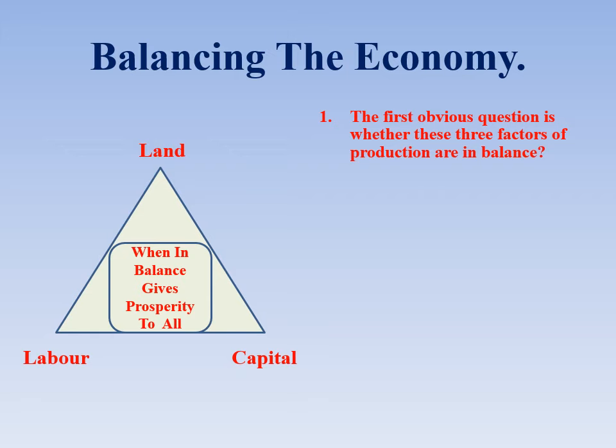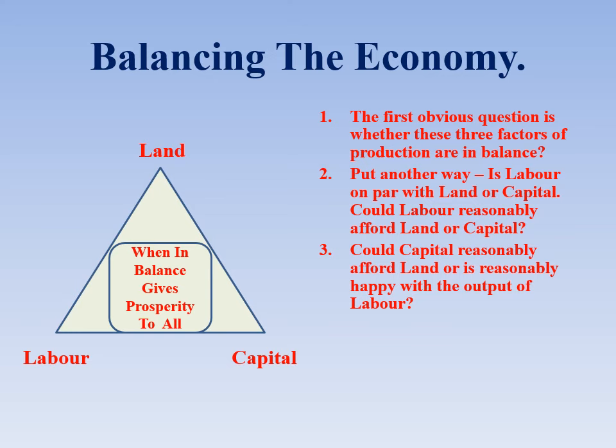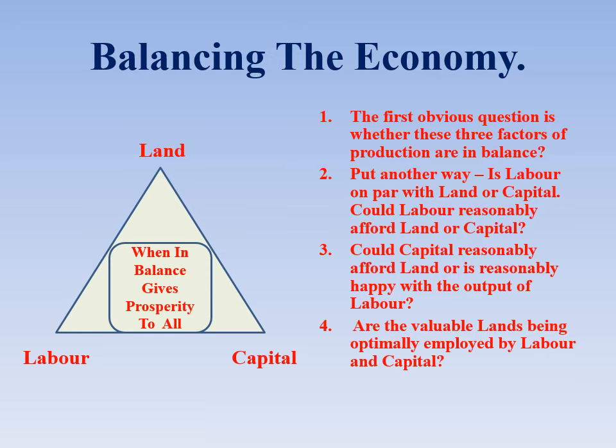The first obvious question is whether these three factors of production are in balance. That is, whether land, labor, and capital, the three factors of production, are in balance. Put another way, is labor on par with land or capital? Could labor reasonably afford land or capital? Could capital reasonably afford land, or is it reasonably happy with the output of labor? Are the valuable lands being optimally employed by labor and capital?